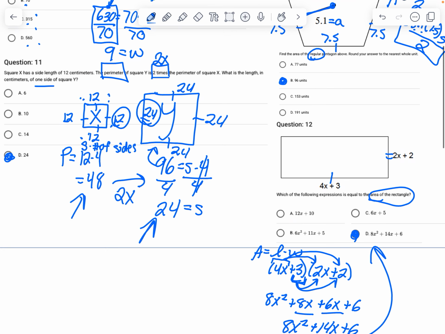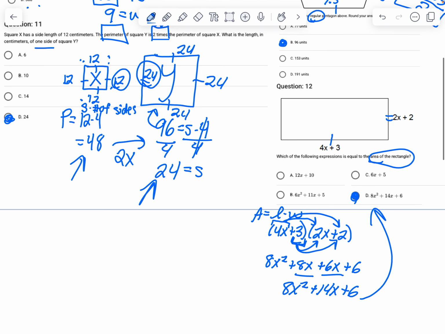It doesn't matter if I don't have numbers. We still want to make sure that everything gets multiplied together. Every term, that 4x plus 3 is representing the entire length, and that 2x plus 2 is representing the entire width, so we cannot separate them apart. Remember, putting parentheses around things is honestly the best thing we can do. Even if it's just one term, if it's 2 terms, if it's 100 terms, we should put parentheses around everything.